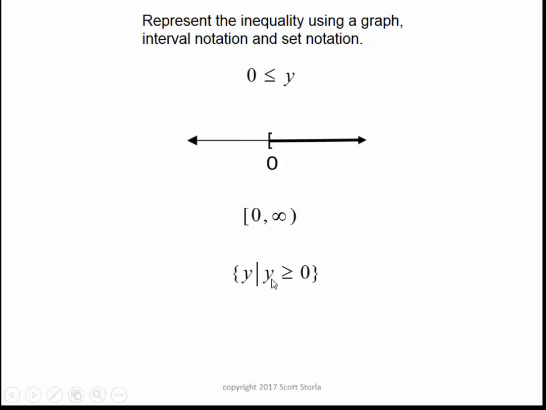The other thing is, when you write in set notation, we always take the point of view that the variable will be on the left. But notice these say the same thing. Here we're saying 0 is less than or equal to our real numbers, and here we're saying our real numbers are greater than or equal to 0. That's the same relationship. So in set notation, the variable is usually on the left.